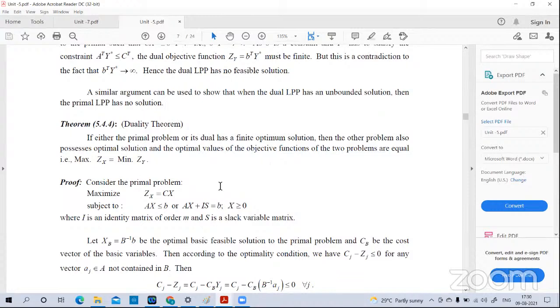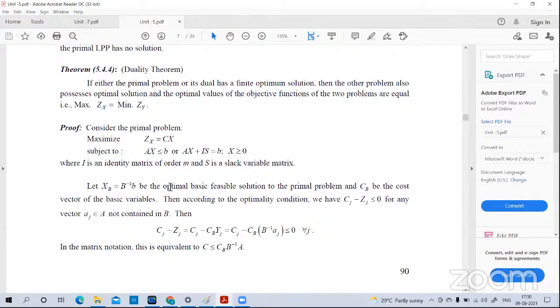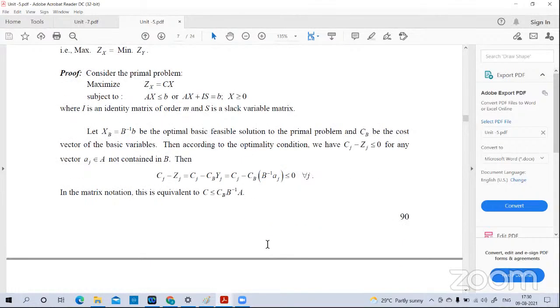Next comes xB equal to B inverse b, small b. It is the optimal basic feasible solution to the primal problem. Then CB is the cost vector of the basic variables. Then according to the optimality condition, we have Cj minus Zj is greater than or equal to 0 for any vector Aj belonging to A not contained in B, then Cj minus Zj is equal to Cj minus CB into Xj, so Cj minus CB into B inverse Aj. So it is a matrix notation equivalence.